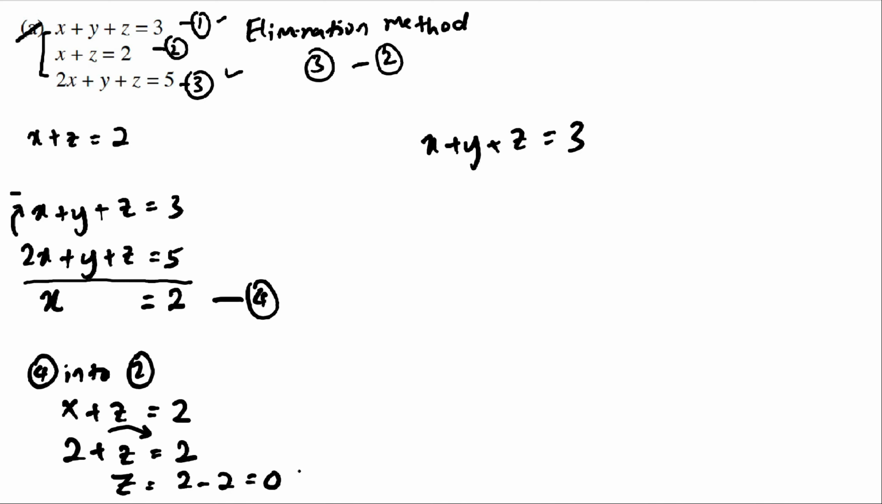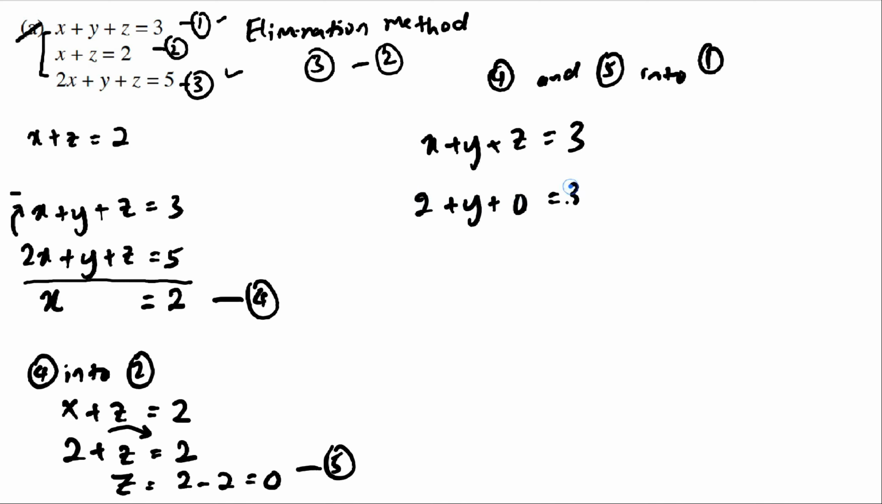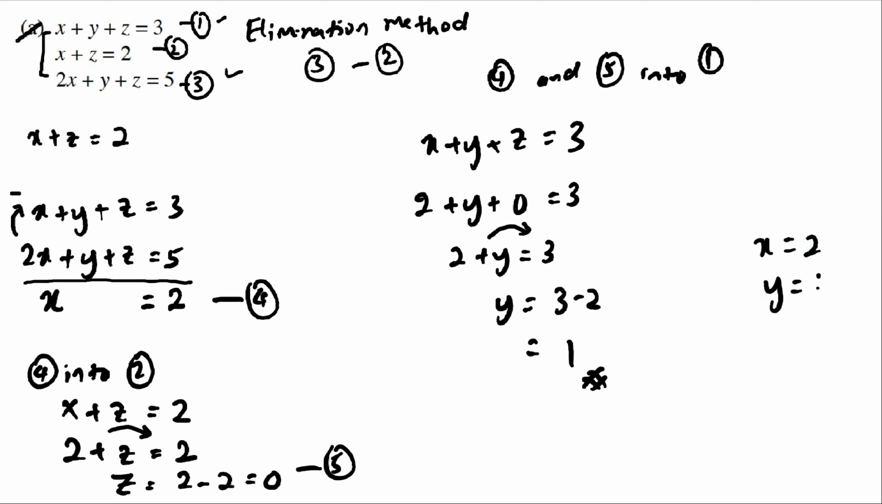Okay, we are going to substitute 4 and 5 into this one, your equation 1. x is equal to 2, z is equal to 0, x plus y plus z is equal to 3. 2 plus y is equal to 3. y is equal to 3 minus 2, move to the other side. Positive becomes negative, 3 minus 2, which is equal to 1. So x is equal to 2, y is equal to 1, and z is equal to 0.